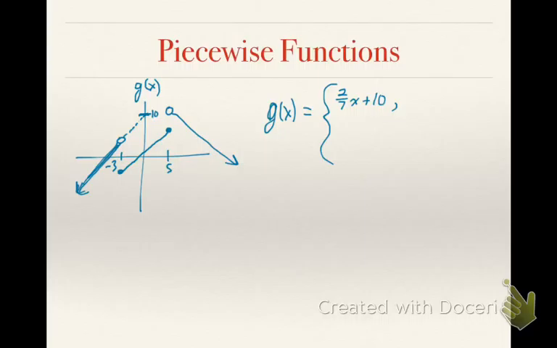But you have to indicate the domain that you're going to use that piece for. So it has an open circle at -3, and it's all the values less than -3, so it's going to be x is less than -3 is your domain.